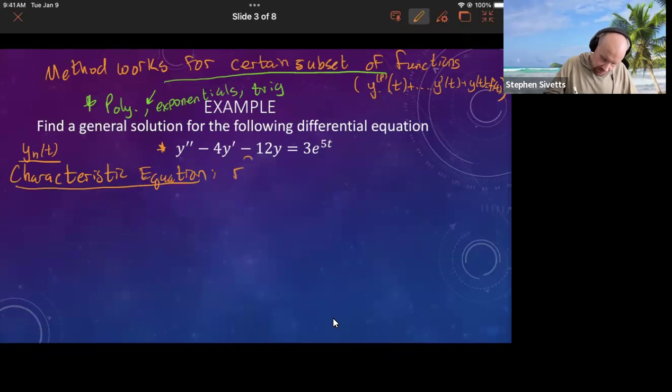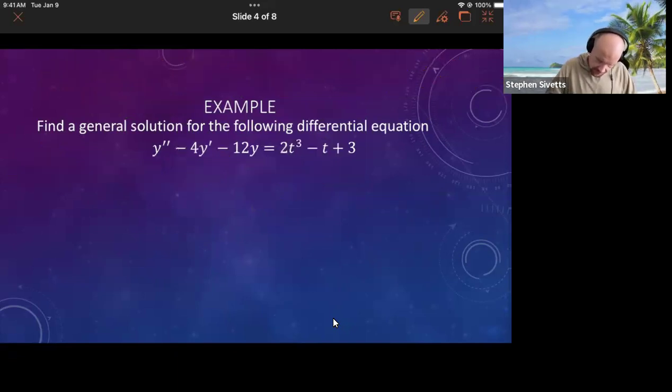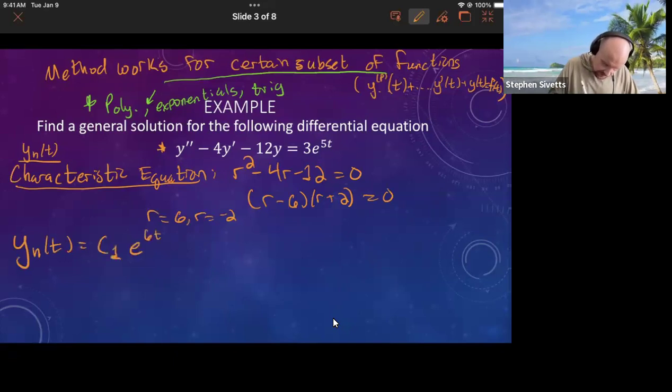So in this case, it's r squared minus 4r minus 12 equals 0. This is factorable, so we'll have (r minus 6) times (r plus 2) equals 0. And so we'll have r equals 6, and r equals -2. And so the homogeneous solution would be C1 times e to the 6t, plus C2 times e to the minus 2t.